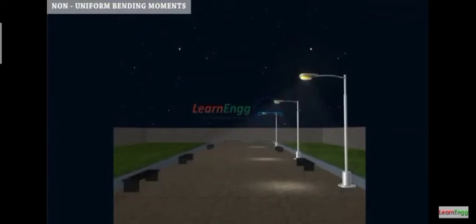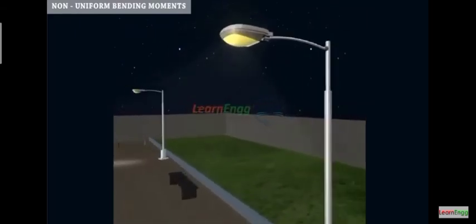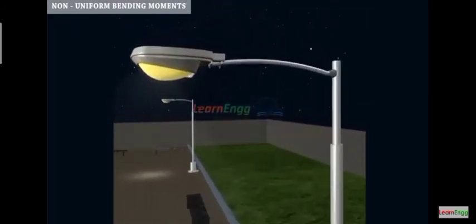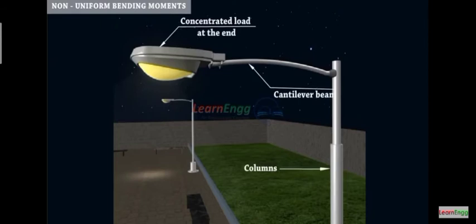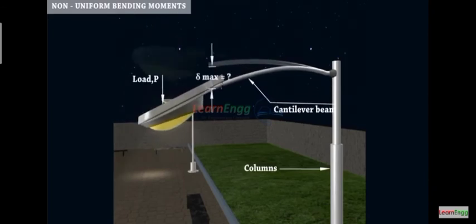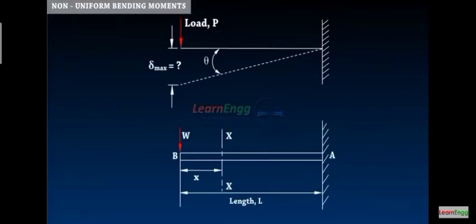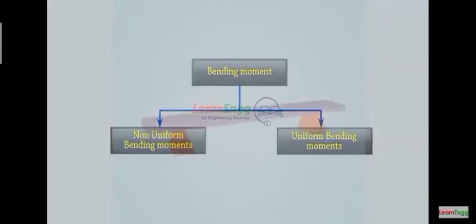For non-uniform bending, the perfect example is a street lamp. The lamp post acts as a beam. One end is fixed. The lamp post is a cantilever beam. So a concentrated load is applied at the end of the beam, so it bends. The load is applied at the free end. It gets bent by the angle theta.